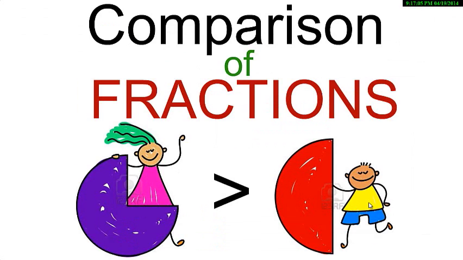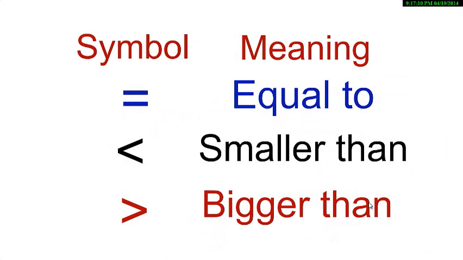Before we get started with the lab, you need to recall a few things. The first symbol means equal to. The second symbol means less than or smaller than. The third symbol means greater than or bigger than. Also, remember, fractions are a part of a whole.